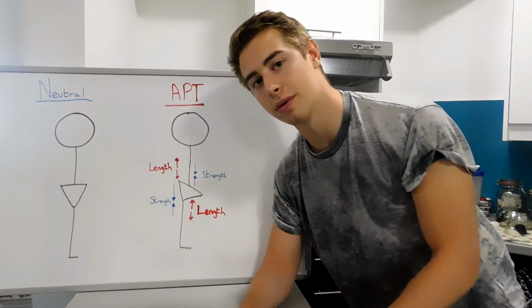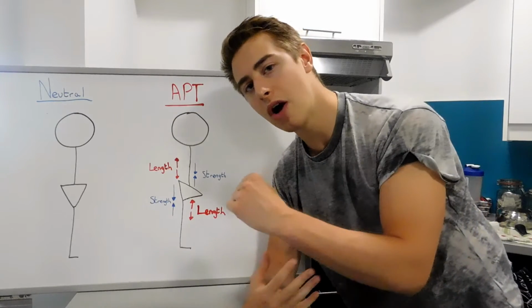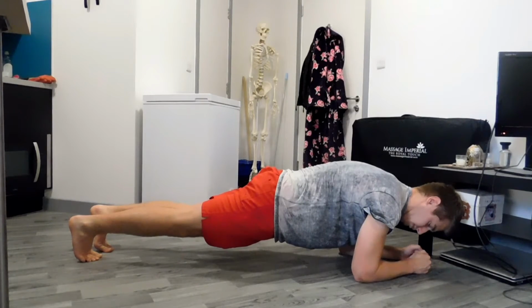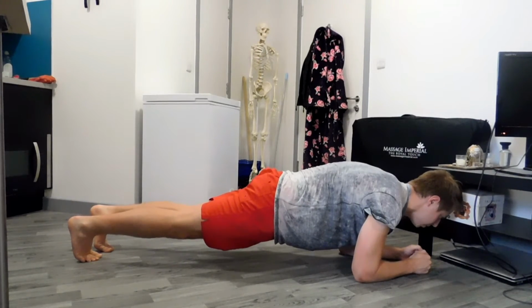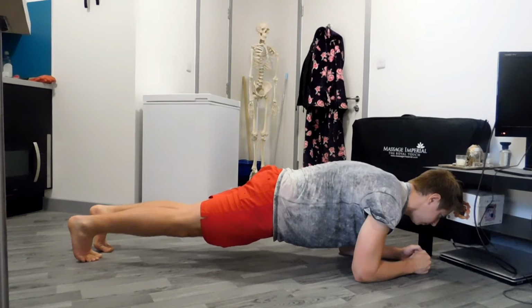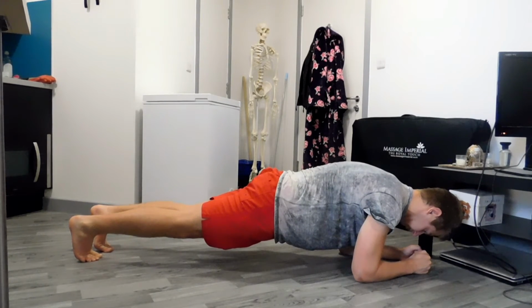So you're going to get on your elbows with your feet out and hold it for as long as you can. Do 3 sets. Really try and squeeze your belly button in as you're doing the plank.